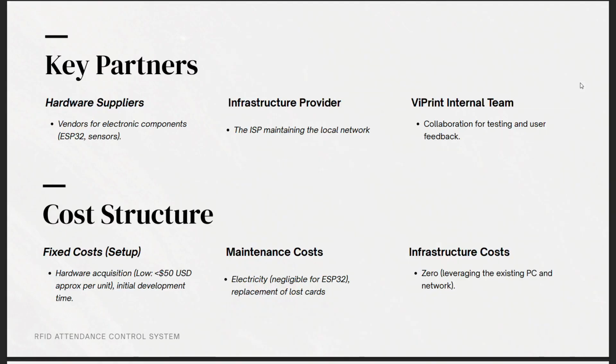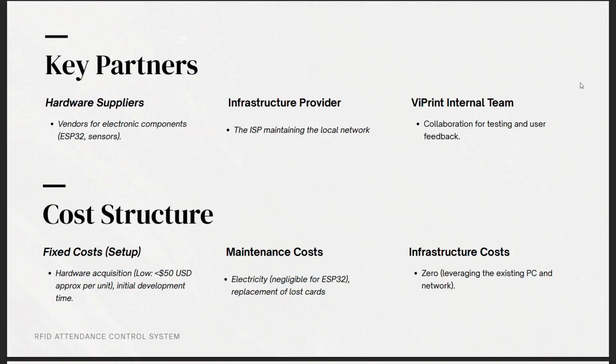Now, for the key partners, hardware suppliers: we will need vendors for electronic components like the ESP32 and the sensor we are going to need. Infrastructure provider, the ISP maintaining the local network. Viprint internal teams, for collaboration in testing and user feedback.